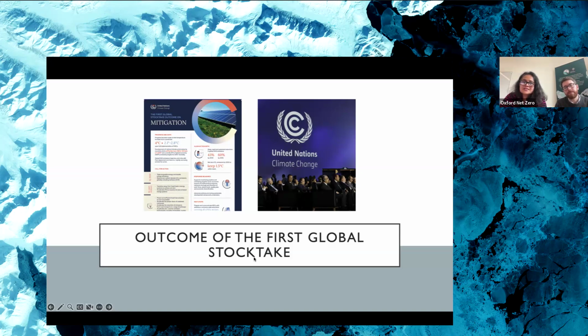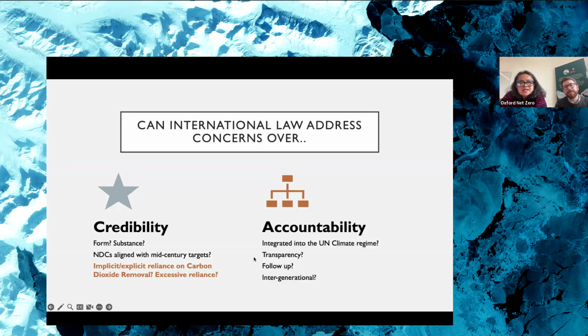This then raises questions about the extent to which many of these net zero targets in particular are credible and accountable. So can international law actually address concerns over credibility and accountability of these net zero targets?